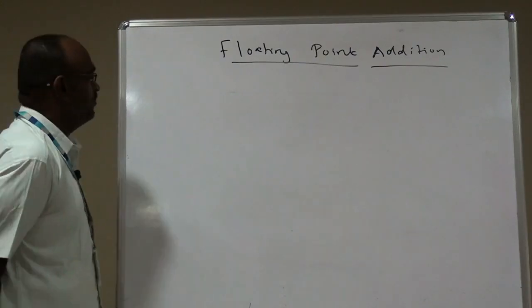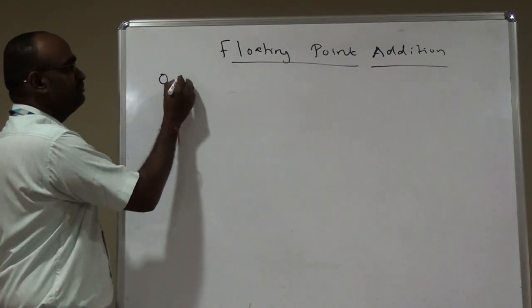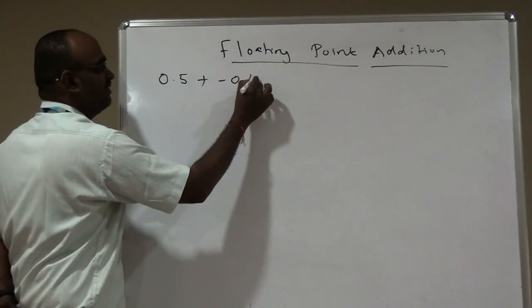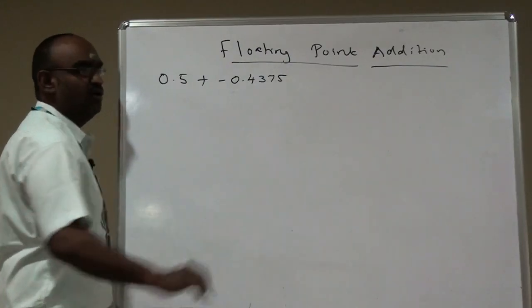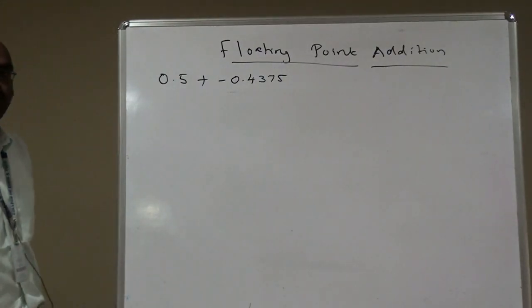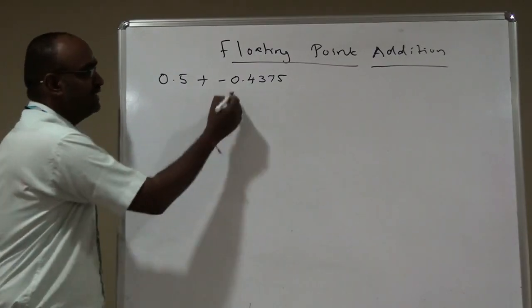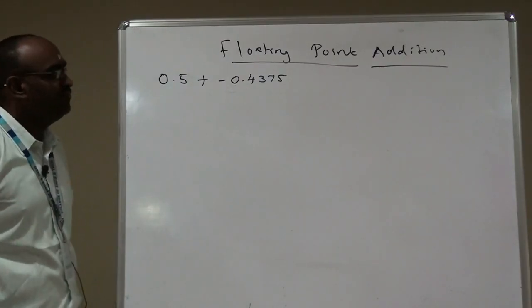So what is floating point addition? The problem given is 0.5 added to a negative number, minus 0.4375. So the problem is to add two floating point numbers: the first one is 0.5 and the second one is the negative number, 0.4375.